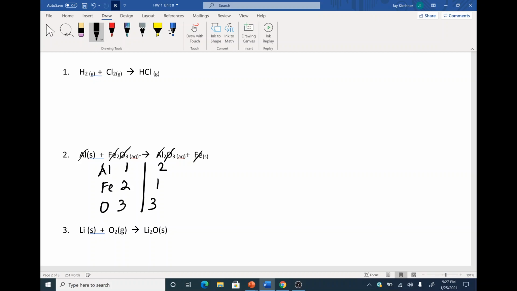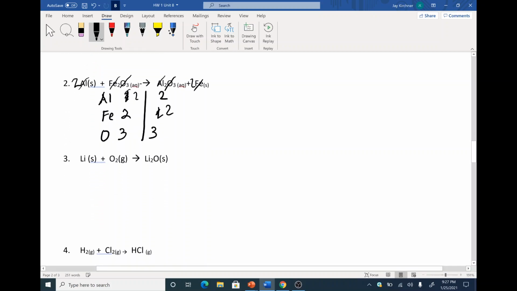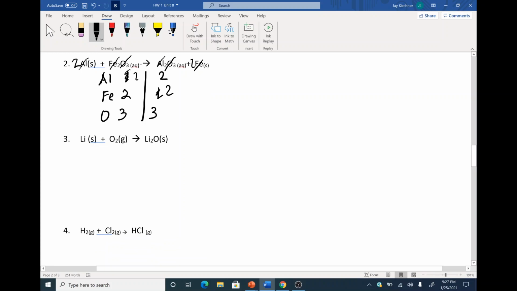Okay, let's see how we can make this work. Okay, so aluminum. Let's put a 2 in front of this one. And we get it to work. Let's put a 2 in front of the iron. That one can't be any easier. All right, let's try the next one. A couple easy ones to warm up with.